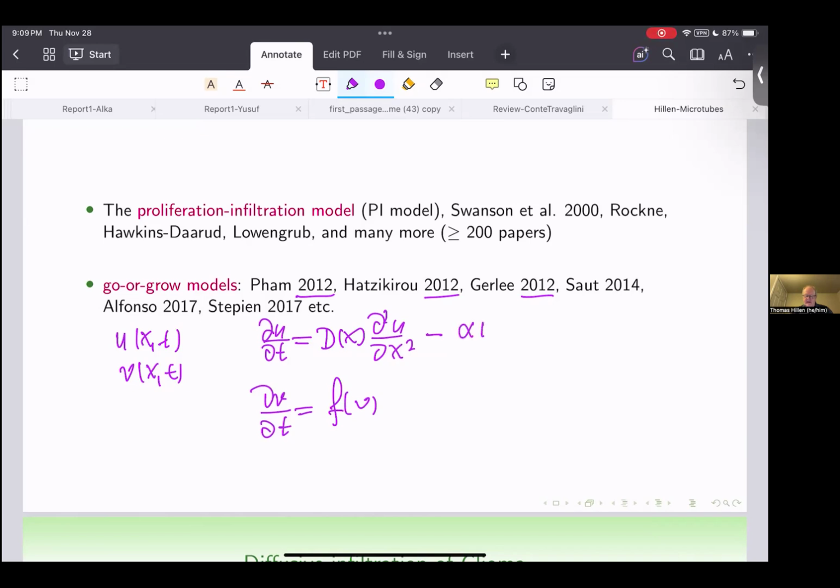So we have minus alpha u, and they go here, plus alpha u, and then minus beta v, and they go here, plus beta v. So we have these two processes of diffusion and growth, but they are now in different equations, and they switch between those with these alpha and beta terms. These are called go or grow models, and they have also been used a lot for glioma modeling. A little bit more complicated because they include this go or grow switching.